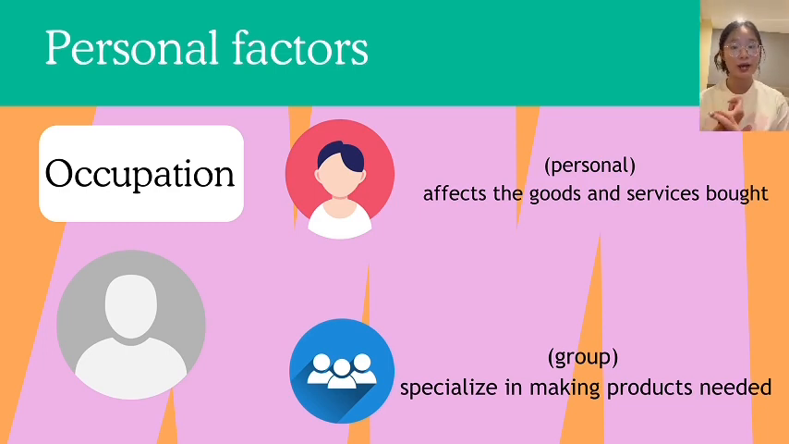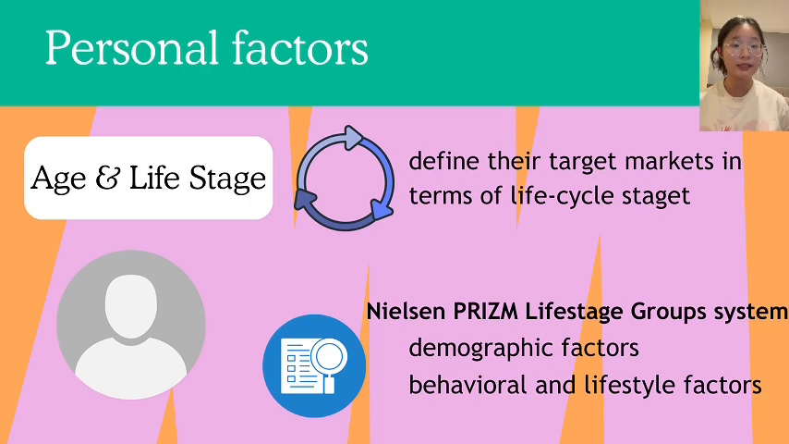Firstly, we will talk about the occupation. Occupation affects the goods and services both. For example, blue-collar workers tend to buy more rough work clothes. However, white-collar workers tend to buy more business suits. And some groups specialize in making products needed. For example, Caterpillar Company offers rugged mobile phones in order to avoid the accidental damage of pedestrians and unnecessary burden. And the second is age and life stage.